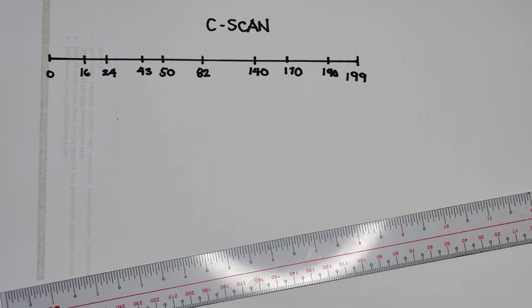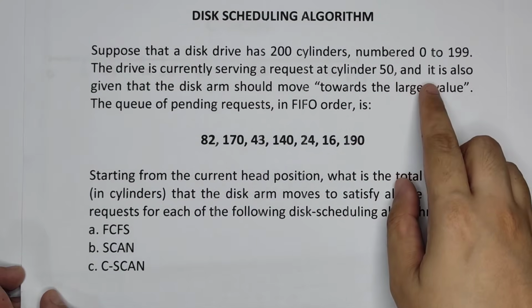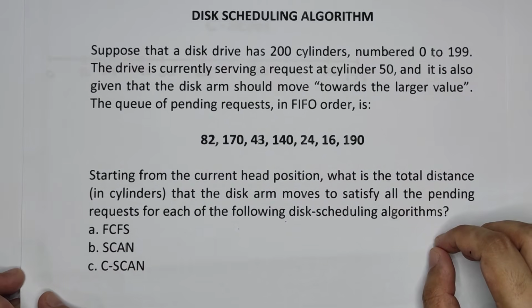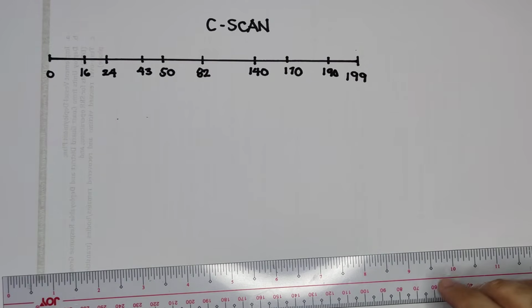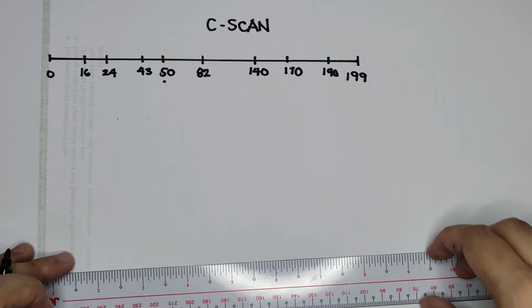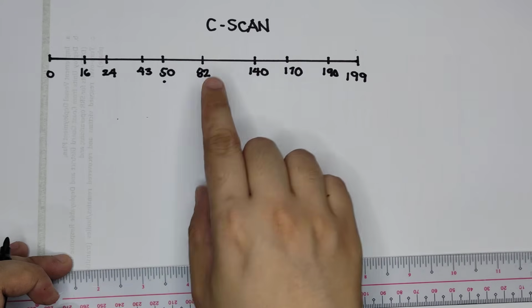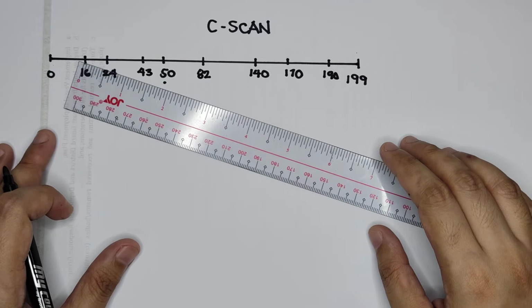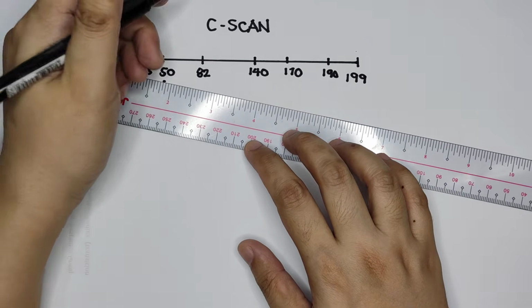For C-SCAN, just the same as SCAN, let's get back to our problem. It also uses the same term: the disk arm should move towards the larger value. So let's take that into consideration. The current request is at cylinder 50. In ascending order, the larger values than cylinder 50 are 82, 140, 170, 190. So let's fulfill the requests of those cylinders. We have 50 to 82.